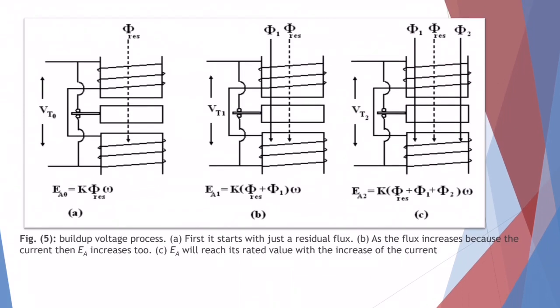This is figure 5, the voltage build up process. First, it starts with just a residual flux. Then in B, as the flux increases because of the current, EA increases. For C, EA will reach its rated value with the increase of the current. We have now flux 2. Here it is flux residual, then flux residual plus flux 1, then flux residual plus flux 1 plus flux 2.